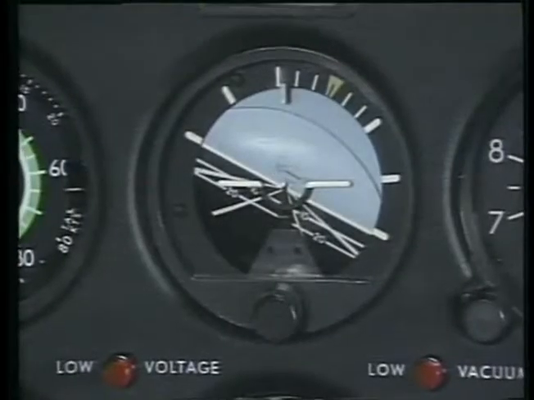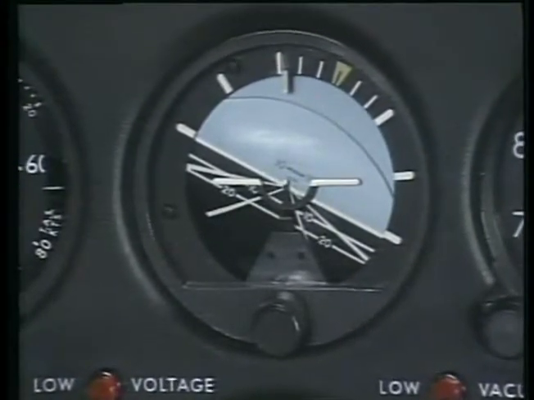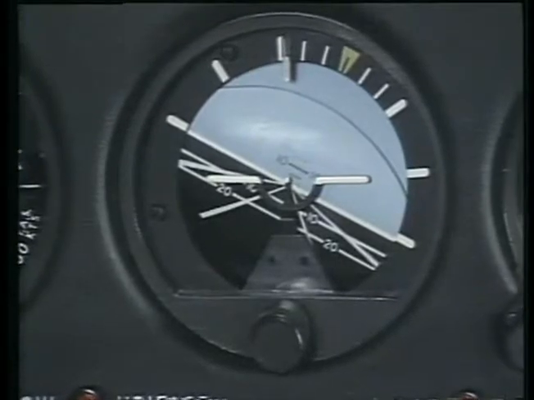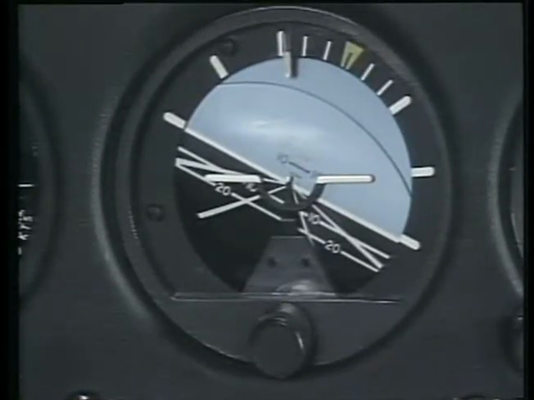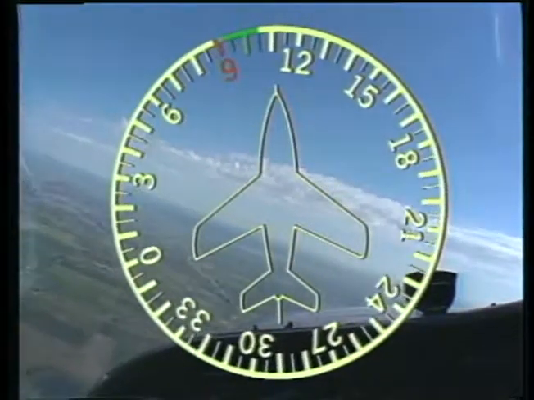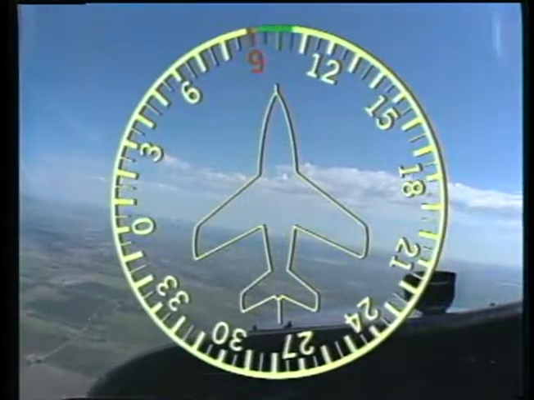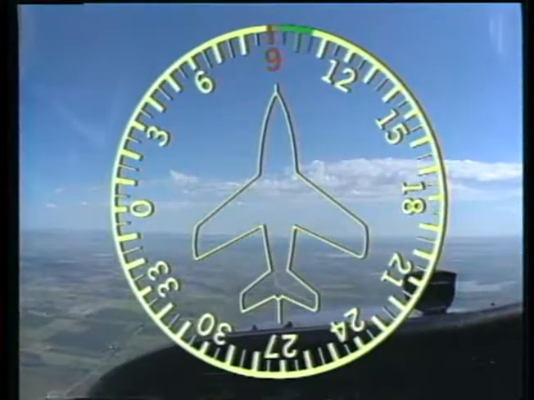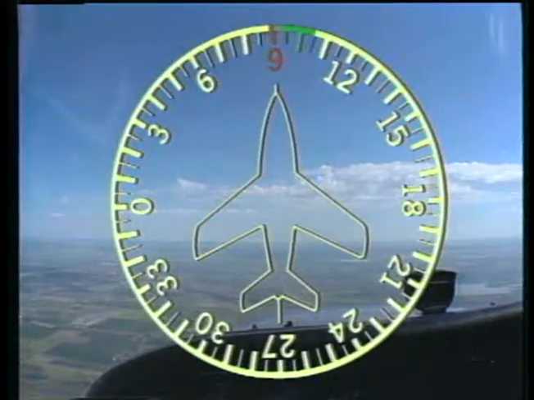When you are rolling out of a left turn to a specific heading, you should lead your rollout by about half your bank angle. In other words, if you are in a 30-degree bank and you want to roll out on the heading of 090, you should begin your rollout at 105 degrees, or 15 degrees before the desired heading.